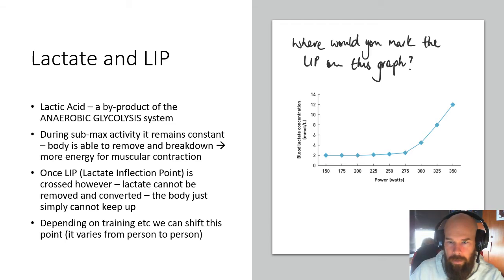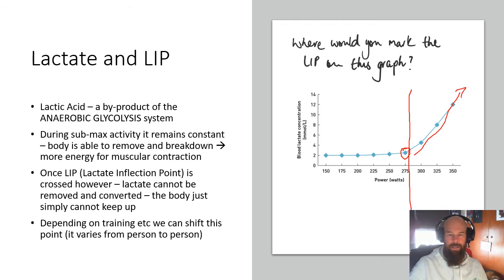Okay, so I would place it, that's not a very straight line, that's a terrible line in fact. Let's erase that and do it again. If I was marking the lactate inflection point on the graph, God, it's another terrible line, I would be putting it about here. Because this was sort of the last reading where the levels were relatively consistent, but after that it just shoots up. So that point there is the lactate inflection point, which is the point where the lactate can't be removed, it can't be converted, so it just keeps building up, building up, and building up.